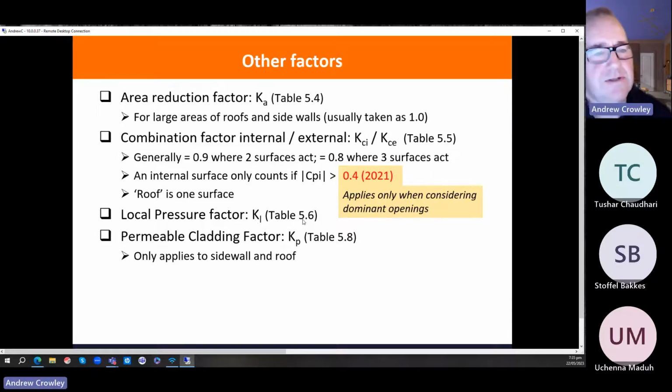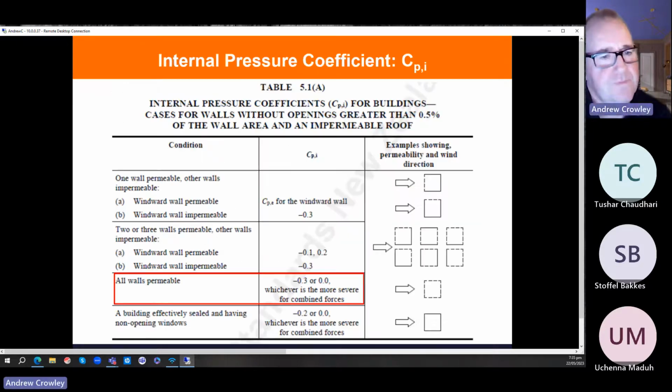KL, right, there's a lot to talk about local area and local pressure factors, which you can get from table 5.6. So there's a permeability factor. How porous is your cladding? Internal pressure coefficients depend upon the porosity or permeability of your cladding around the building. Now, for most of us, we'll be looking at a constant permeability. So all walls are permeable. So you'll have 2 values here, the -0.3 or the 0. Where you have 2 values in your table, you have 2 load cases, and you take the worst case that applies.